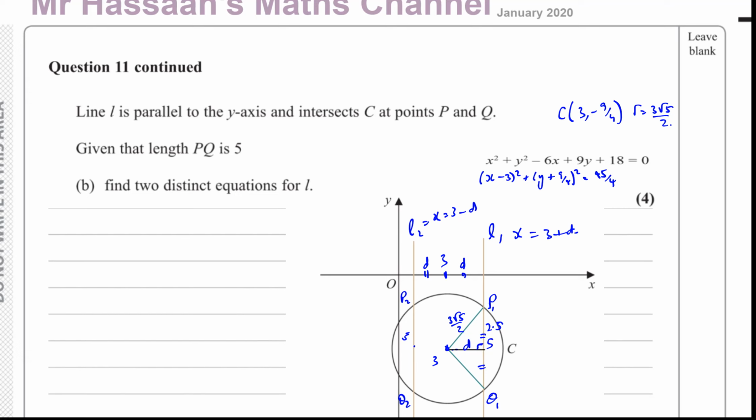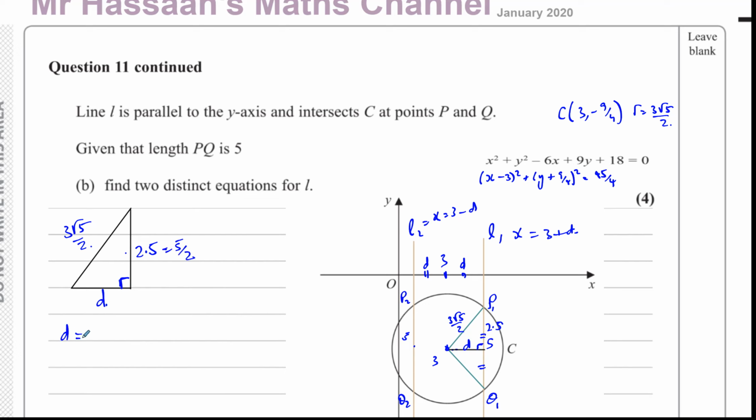So certain properties of circles we need to know to answer this question. That's one of the properties of circles we need to know, that when a chord meets the radius at 90 degrees, it's bisected. So this is 2.5. This is our d. And this is our radius, which is 3 times root 5 over 2. Okay, so this is 2.5, which you can say is 5 over 2. Keep everything in fraction form.